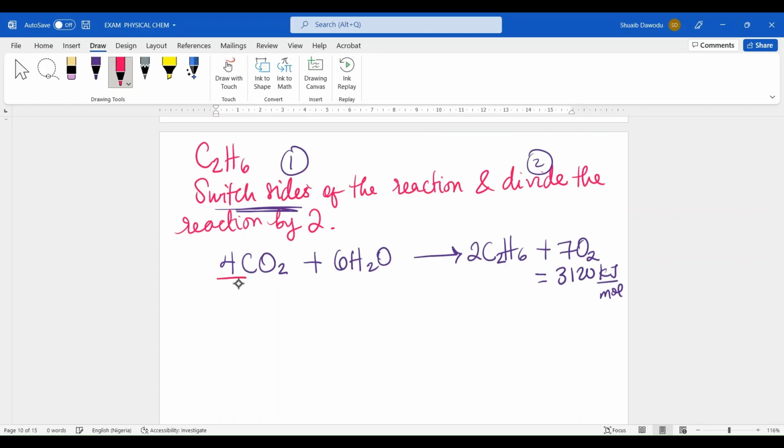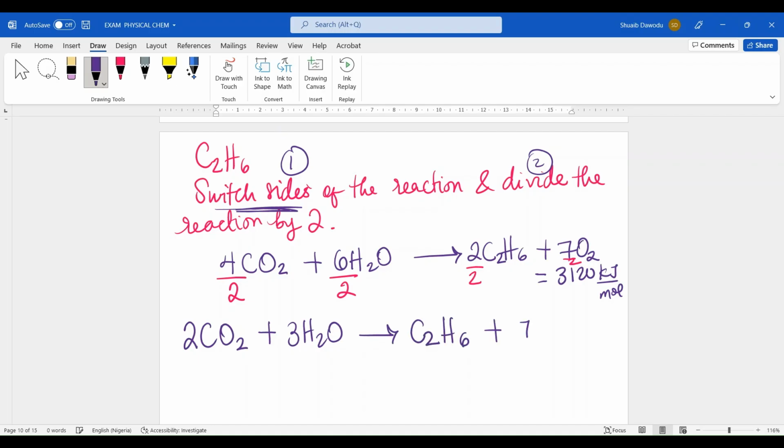When you divide the reaction by 2, you divide each one of the moles in front of the molecules. Divide this one by 2, divide this by 2, and then divide here by 2. So rewriting it, we end up with 2CO2 plus 3H2O would give you C2H6 plus 7 over 2 O2. And of course, when you divide it by 2, 3120 simply becomes positive 1560 kilojoule per mole.